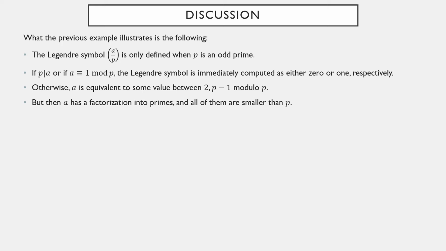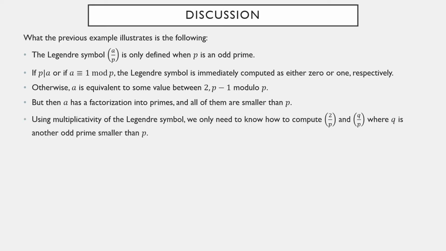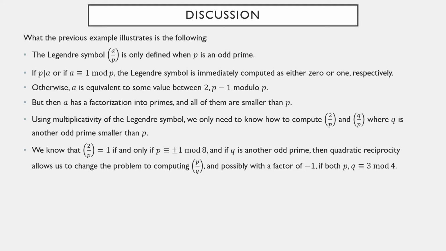But then A, if it's something between 2 and P minus 1, can be factored into a product of primes, all of which are smaller than P. Using the multiplicativity of the Legendre symbol, once you've factored A and split it up, either those primes are 2, or they are odd primes that are smaller than P. We have a formula for computing the Legendre symbol 2 over P, and if Q is another odd prime, we can use quadratic reciprocity. Instead of looking at the Legendre symbol Q over P, we'll be looking at the Legendre symbol P over Q, possibly with an extra -1 thrown in there, if both primes were equivalent to 3 mod 4.